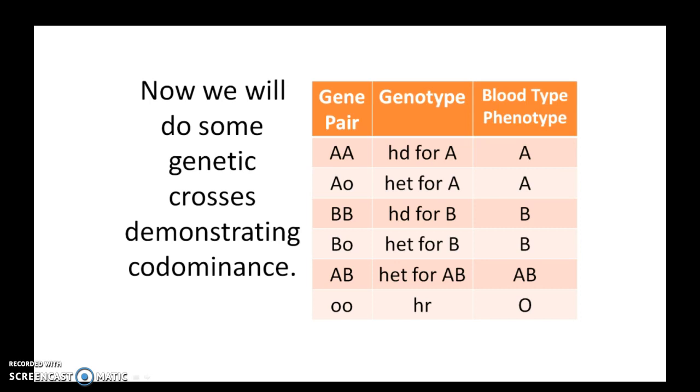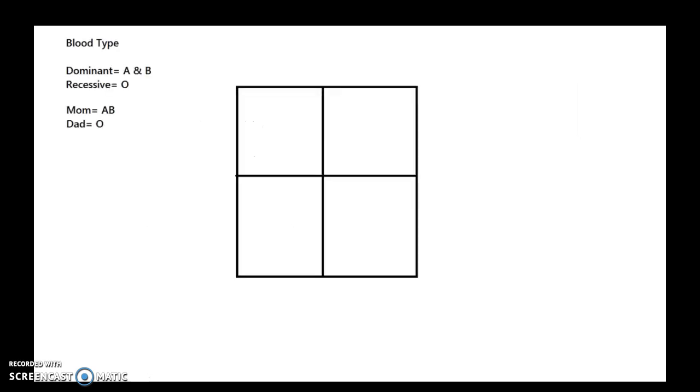So let's see how this works. Here's a blood type problem. I'm just making this up for us for practice. We have our dominant forms of blood type would be A and B, and our recessive would be O. I'm telling you that mom is AB, and I'm telling you that dad is type O. So I'm giving you their phenotypes. I'm giving you their blood types.